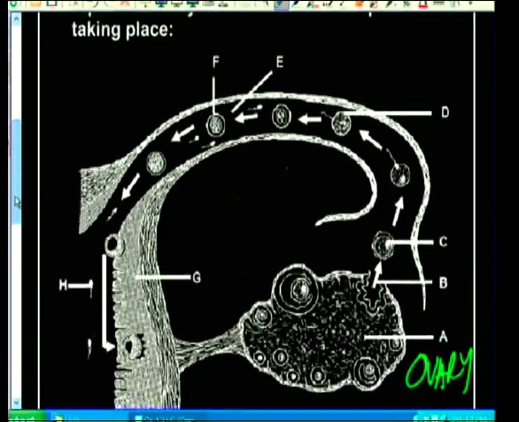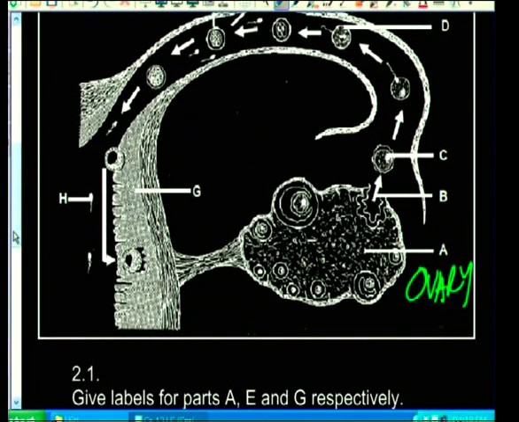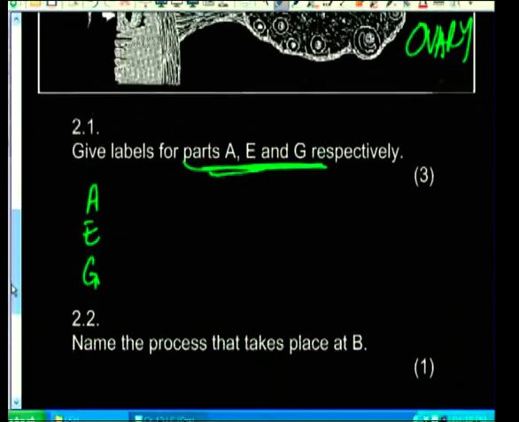E, they're talking of this tube here, this space here, and that would be the fallopian tube. And G, they're talking of this area here, that would be the endometrium. In other words, the lining of the uterus. Here's the uterus wall here, and this is the thickening that is forming there, the endometrium. So we have labeled that one.